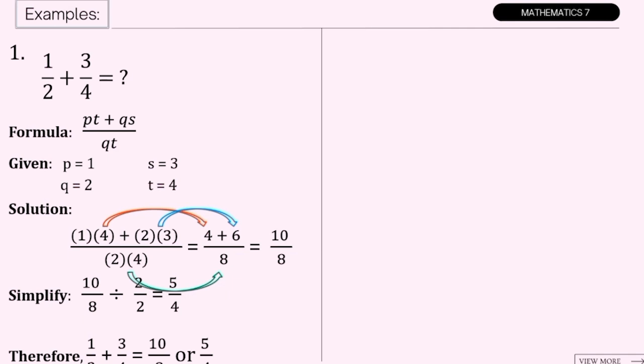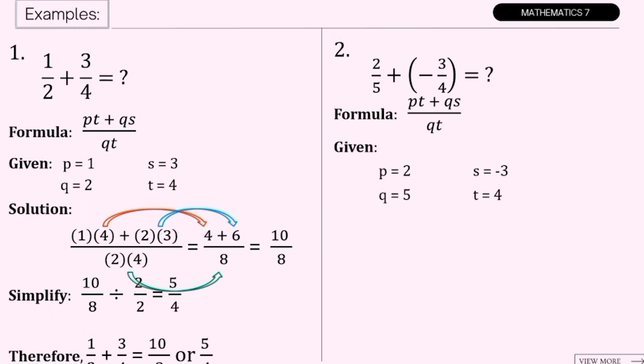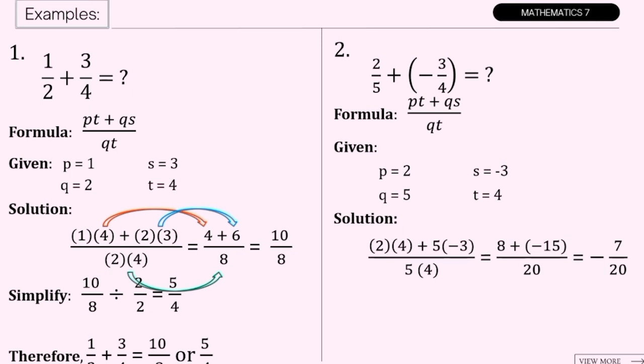We also have example number 2. So 2/5 plus negative 3/4. Our formula is pt plus qs over qt. Our givens are p is equal to 2, q is equal to 5, s is equal to negative 3, and t is equal to 4. So substitute into the formula. Our p is 2, our t is 4, plus our q is 5 and our s is negative 3, over q is 5 and our t is 4.